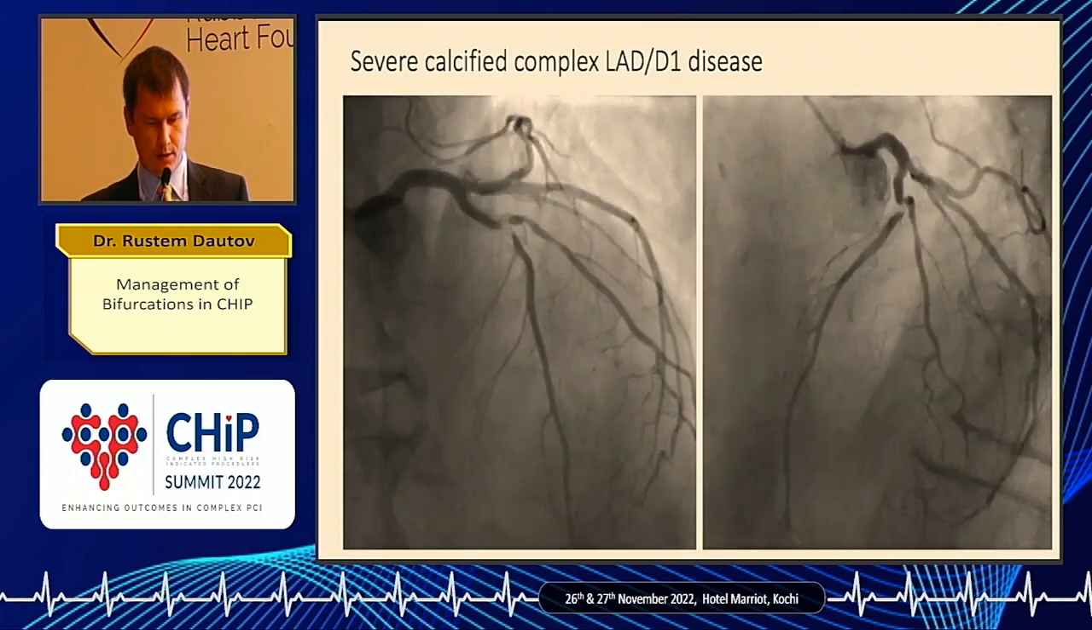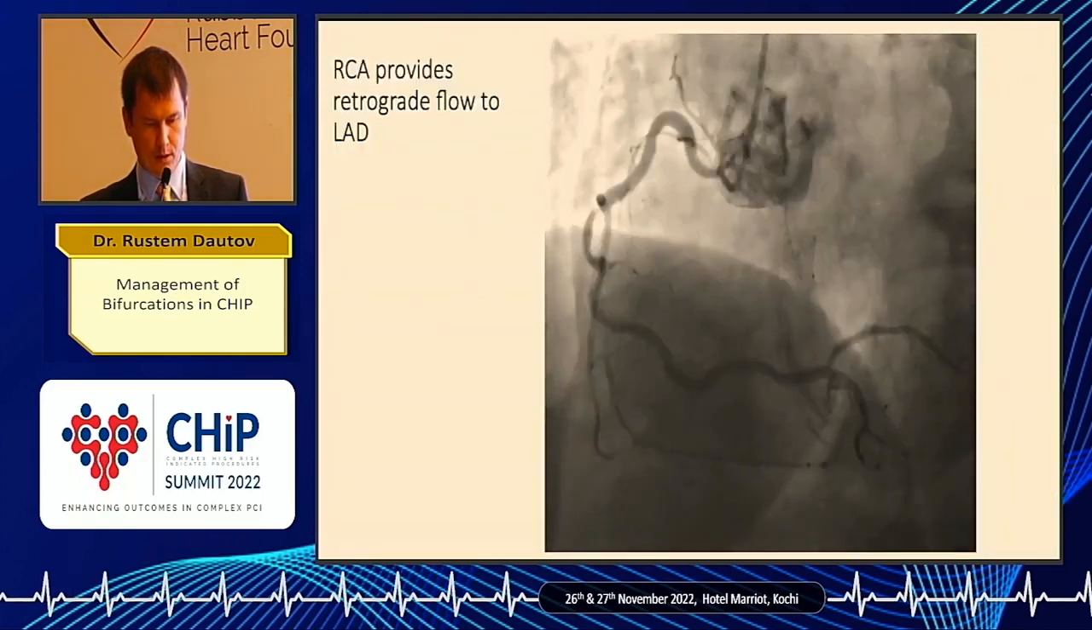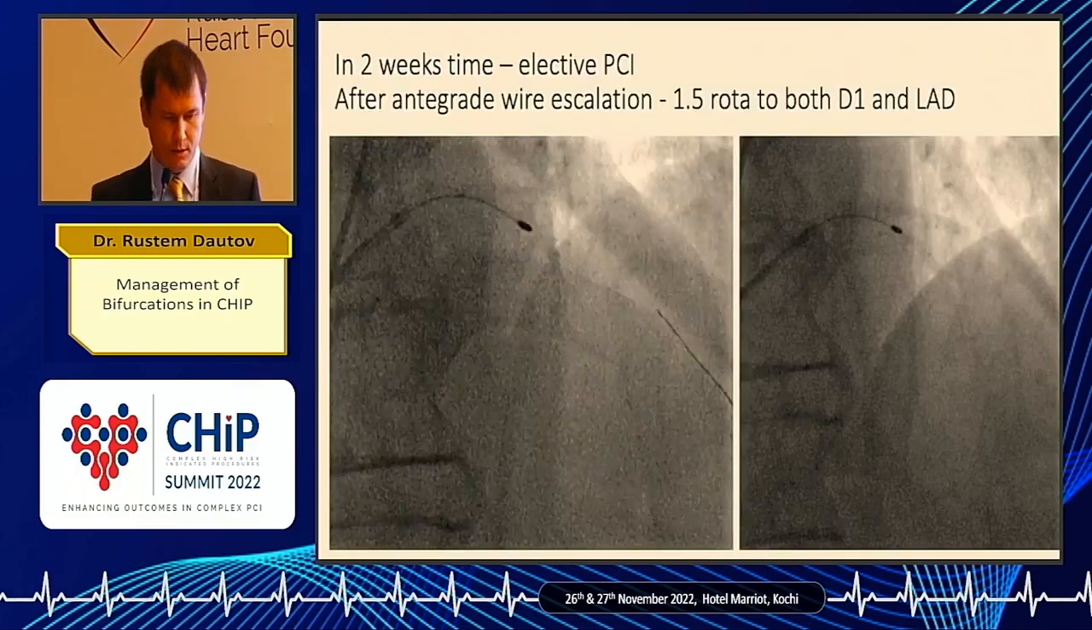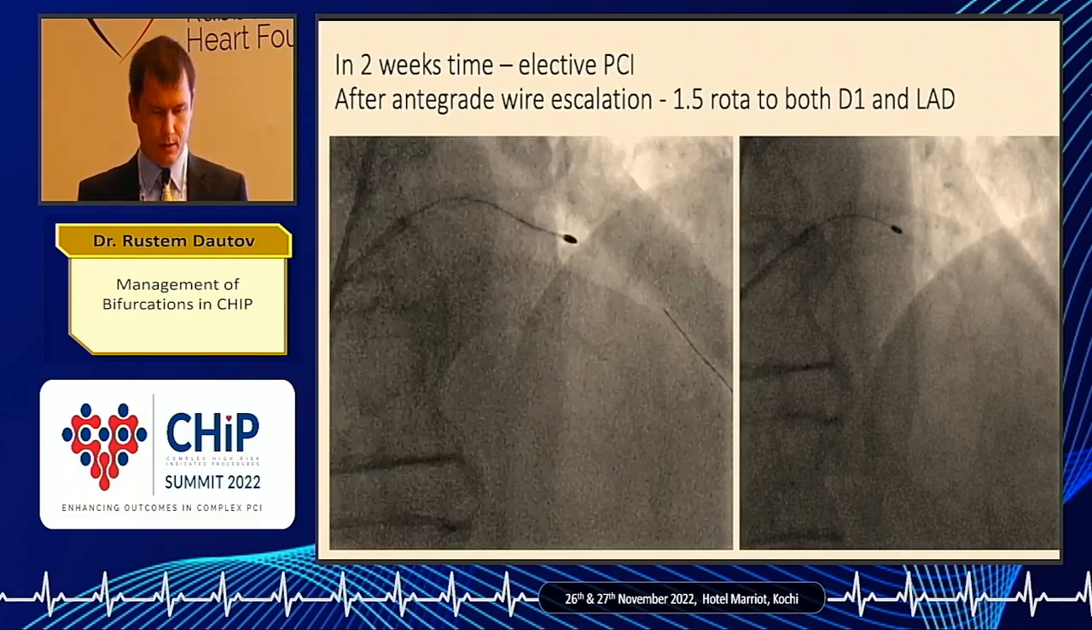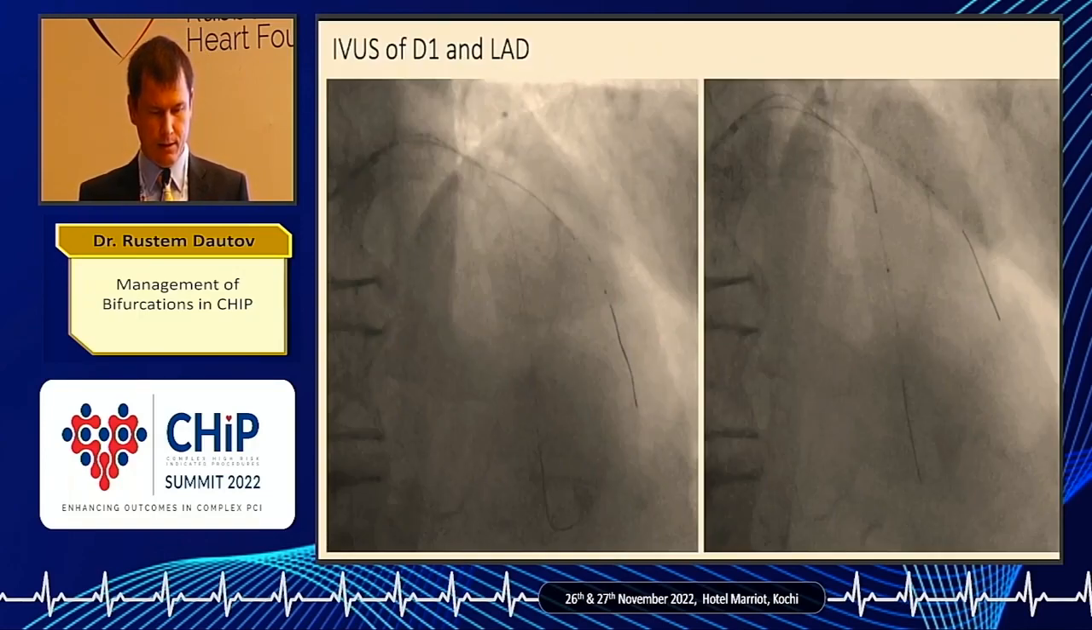So I staged him, brought back in 2 weeks' time. And he has a bit of support already from the right side. So it's kind of functional CTO. So I crossed antegrally to the diagonal, rotated that. Then I did the same IVUS assessment, then rotated the LAD, IVUS of that.